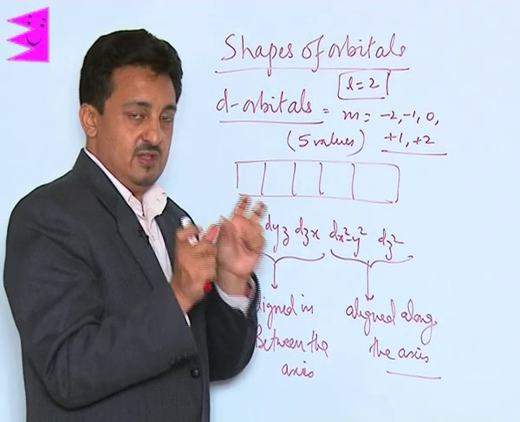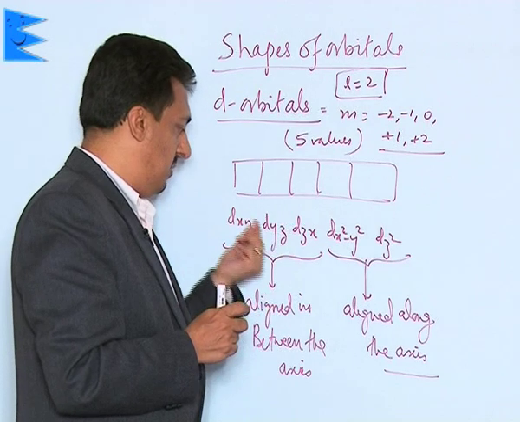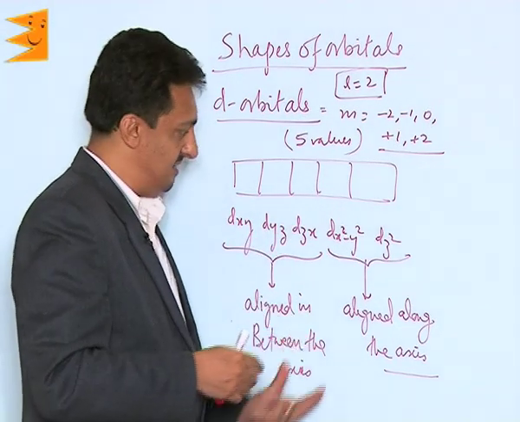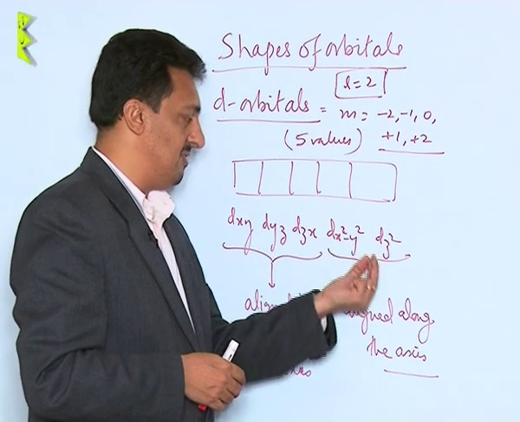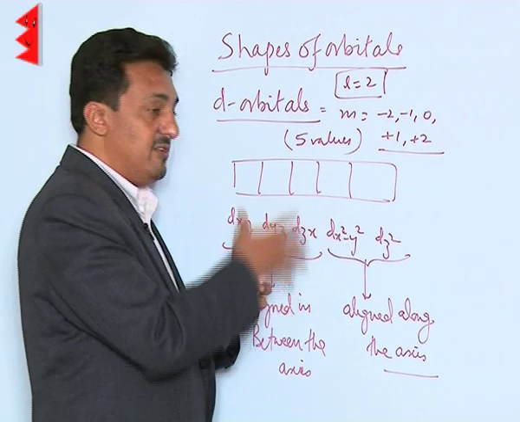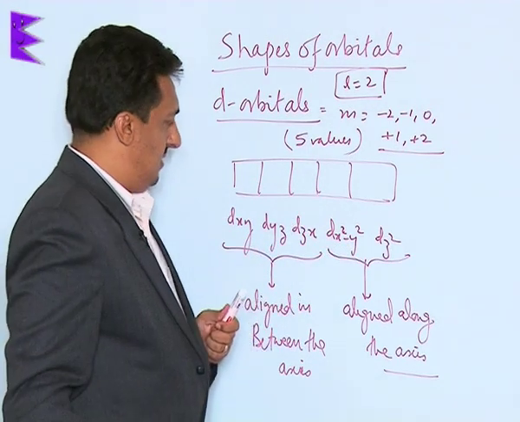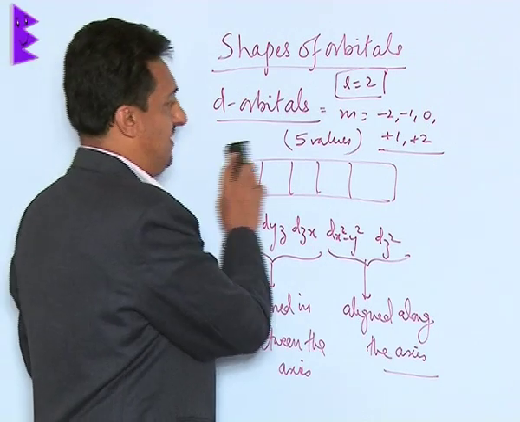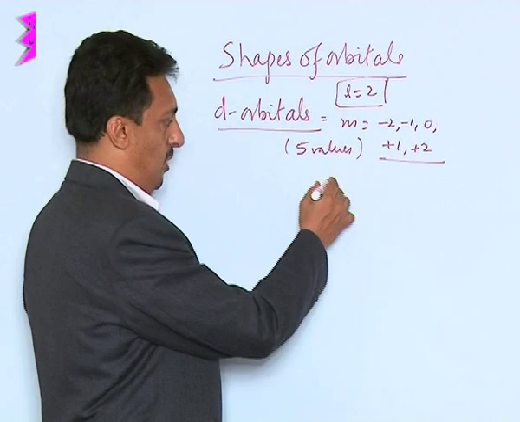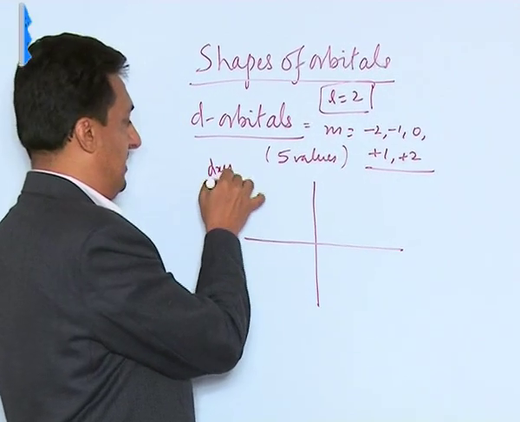D are aligned in 2 different patterns. The 3, dxy, dyz, dzx, are in between the axis. They are not along the axis. Whereas the last 2, dx square minus y square and dz square, are aligned along the axis. All these are the values which we have got on solving the Schrodinger wave equation. Now, let us see the basic shape of the d orbitals. D orbitals have 4 lobes. 4 lobed means what? Let us see the structure of dxy.